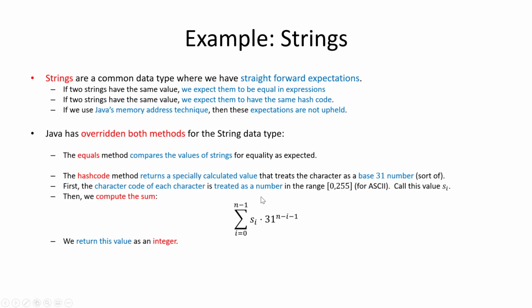All right. So this is just an example of how Java has built in overriding these memory addresses to make strings work as expected. And if you're hashing strings, then it means you don't have to worry about this if you use Java. If you're hashing strings in some other context, you might have to build your own hash function. And if you do, here's a good way to do it. Follow Java.